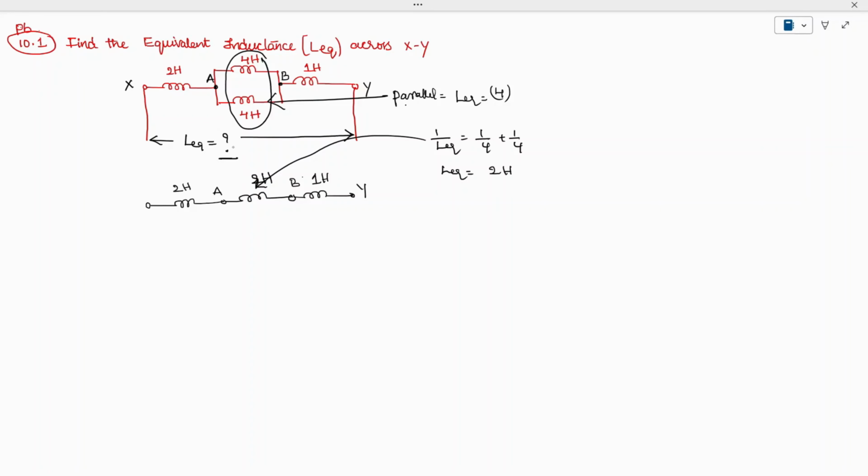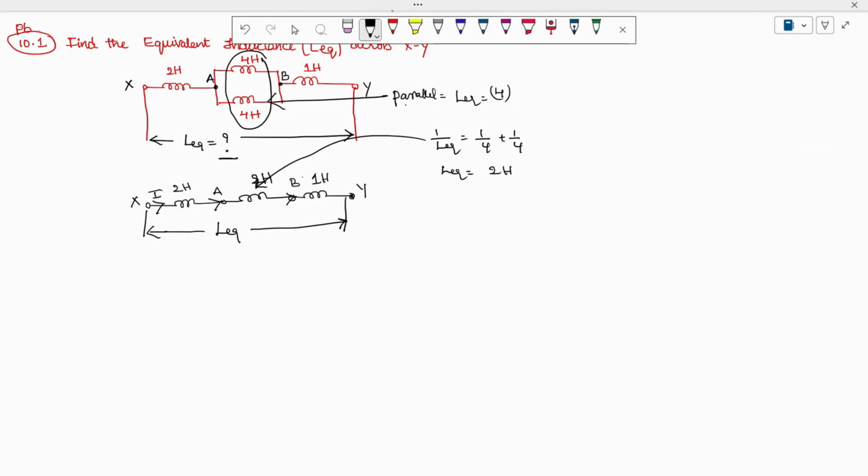Now this terminal is X, this node is Y. So I require the L equivalent between these three elements. You can see here the current starts flowing across 2 Henry, the same current flows across 2 Henry, and the same current flows across the 1 Henry. So I can say that these three are once again connected in series.